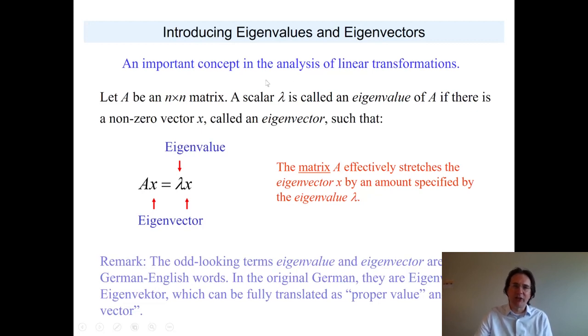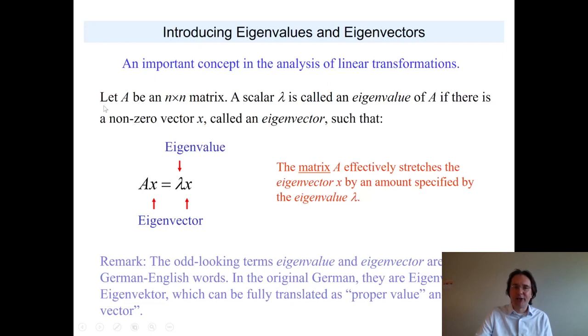This is an important concept in the analysis of linear transformations and solution of linear dynamical systems. In this presentation, we first introduce the concept, then provide geometrical interpretation, and consider a couple of examples on how to find eigenvalues and eigenvectors for simple cases, followed by short conclusions.